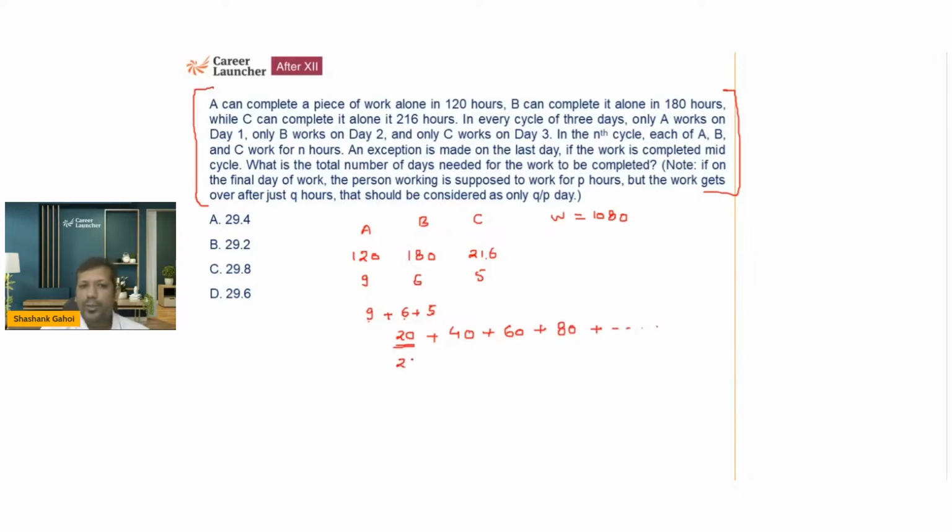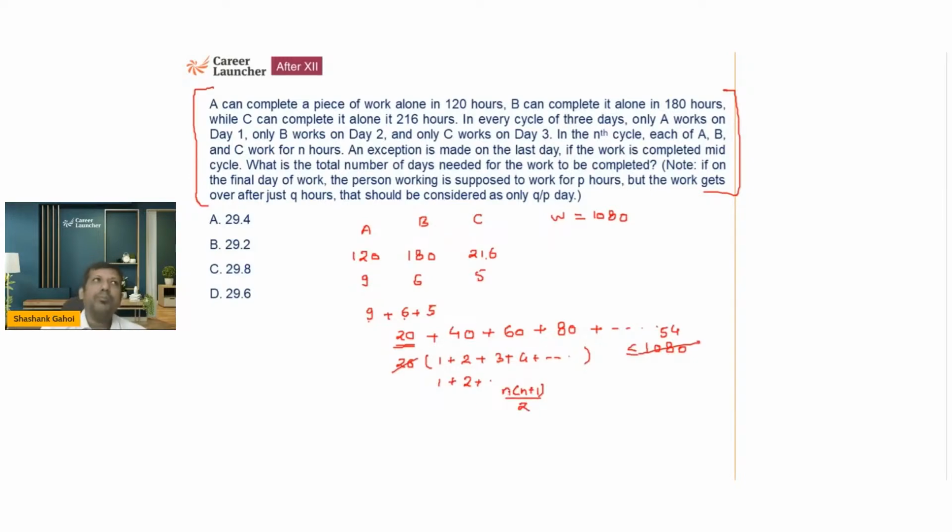So I'm going to take 20 common, and go 1 plus 2 plus 3 plus 4 and so on, and this should be smaller than or equal to 1080. So I am going to divide and I'm going to get 54. This sum should be equal to 54. So 1 plus 2 plus 3, the summation of n numbers, is going to be n into n plus 1 divided by 2. I'm just going to go for hit and trial.